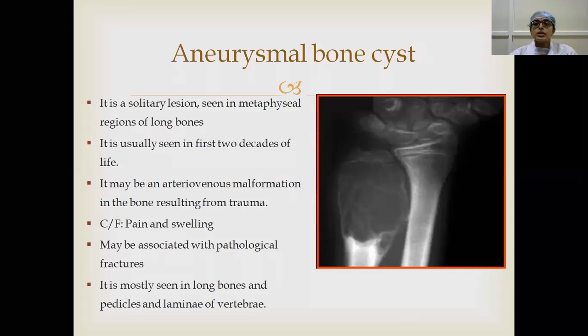It is most commonly seen in long bones and in the pedicles and laminae of the vertebra. Vertebral involvement is seen. Till now, we have also seen this in osteoblastoma, where the vertebra is involved. Pedicles and lamina are involved in tumors we have discussed so far. You can see this involvement of pedicles and lamina in osteoblastoma, and now again you are seeing it in the aneurysmal bone cyst.